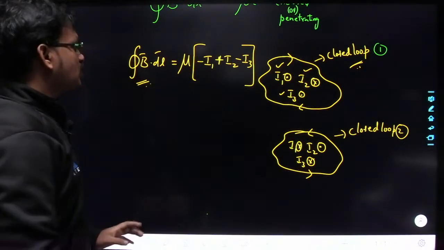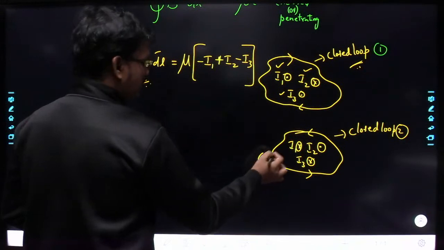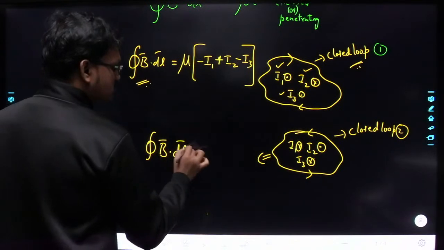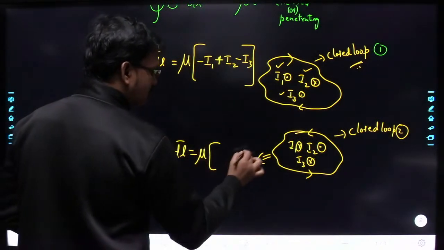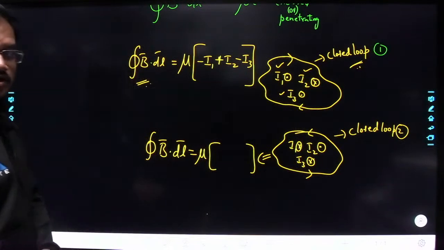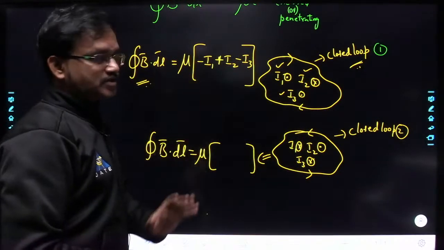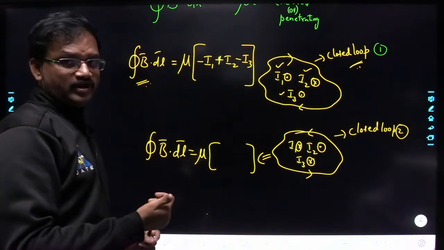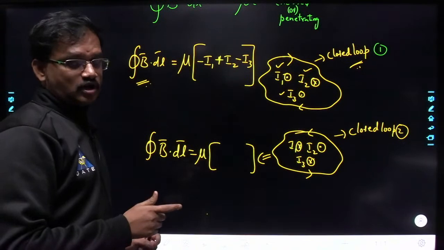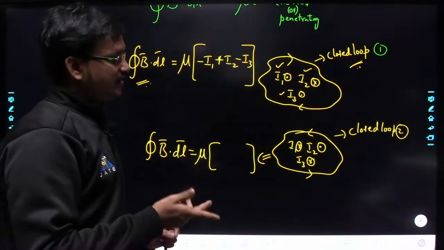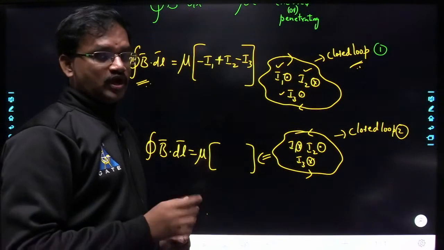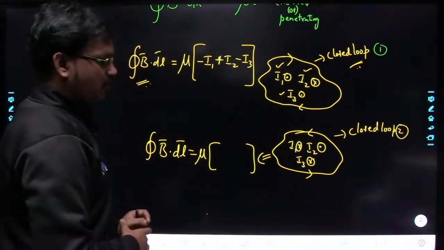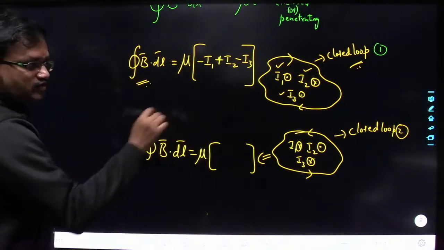Right? Okay. So now tell me, what is the answer you are going to get for the second closed loop? Tell me. For this closed loop, what are you going to get? Now you have to tell me the answer correctly. So what I am saying, whenever you are writing the current elements, you have to consider the direction of the B field and also the loop direction. If both are same, then you have to consider that current element as positive. If both are opposite, then you have to consider the current element as negative.